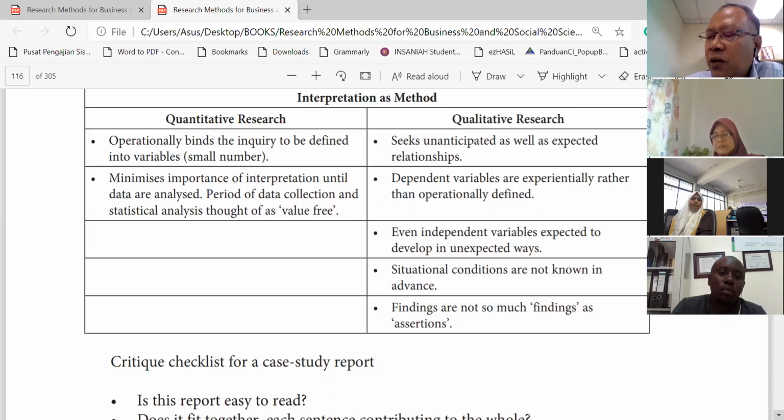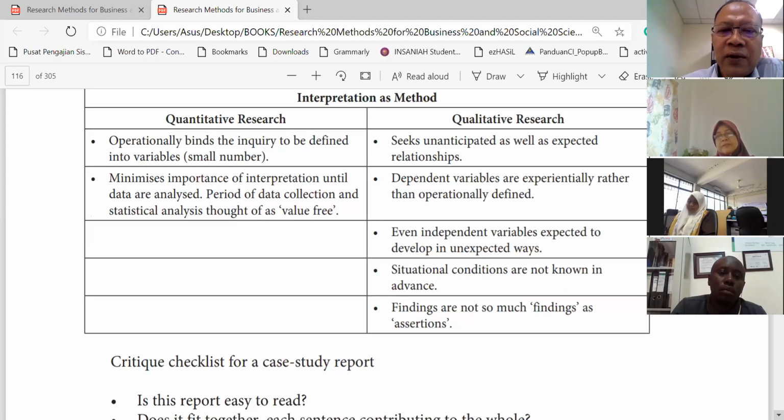The researcher goes in with zero knowledge about the conditions, like I mentioned earlier about the Japanese lady. She didn't know anything about Malaysia. She didn't know anything about the pondok system, about the situations. She didn't know in advance. She only knew after she came.